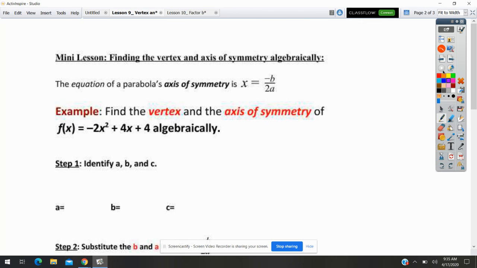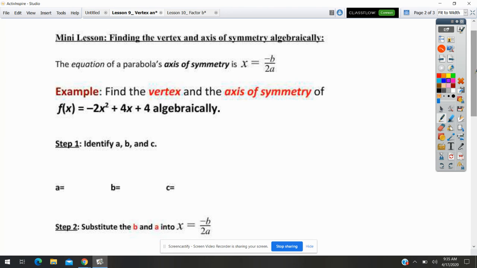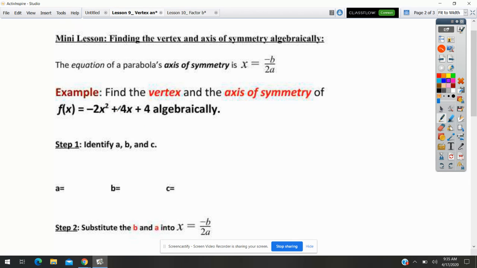Okay, so finding the vertex and axis of symmetry algebraically. It's not that difficult. We're going to use this equation right here. To get the axis of symmetry, you use this equation: x equals -b over 2a. So that means we need our b value of our equation and our a.